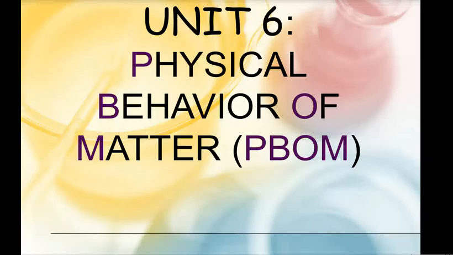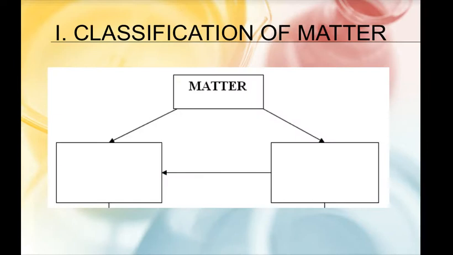Alright, so here we are with Unit 6, Lesson 1. And Unit 6 is entitled Physical Behavior of Matter, which we're going to abbreviate PBOM. So let's take a look at the first slide. Now, the first few slides are really just a review of what we had done in Unit 1, taking a look at matter. And matter, if you remember the definition, is anything that has mass and takes up space.